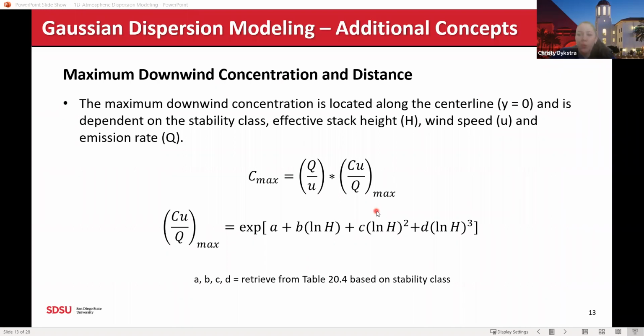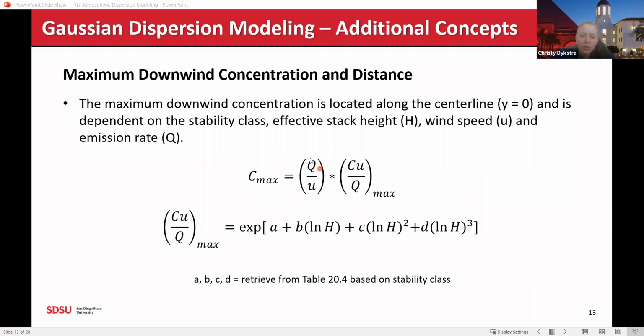Okay, so I promised you before that I would give you an easier way to find your maximum downwind concentration and distance, and a little bit easier than, say, plotting it out and trying to find it graphically. So we can do this. Of course, this is located along the center line, so it's along the x-axis. Y and z are both 0. And it's dependent on the stability class, effective stack height, wind speed, by the way, at our actual stack height, and our emissions rate.